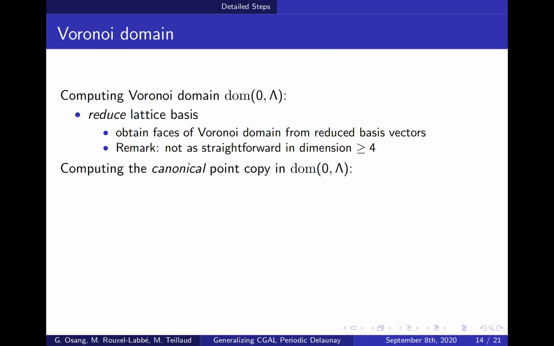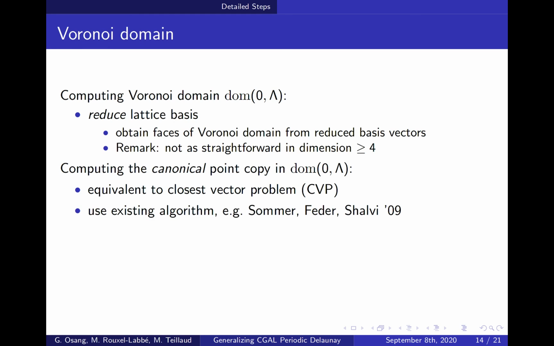Then, if one point is inserted, how do we find the periodic copy which is inside the domain of the origin? This is basically equivalent to solving a closest vector problem, which is generally believed to be hard. But fortunately, we are in a small constant dimension, 2 or 3. So in practice, any of the algorithms work quite well, and we picked one that was reasonably simple.